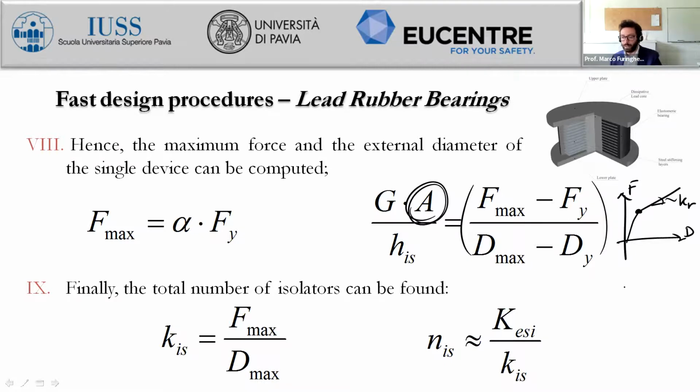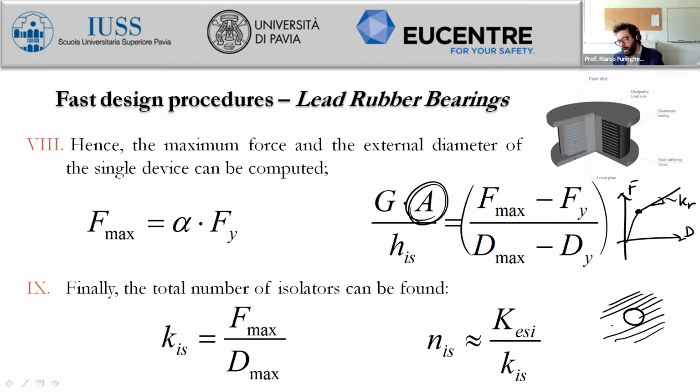So if we look at the horizontal area of the device, we have the external diameter, which is our unknown, and then inside we have the diameter of the lead core. So the area that we are mentioning here is the area of just the rubber compound.